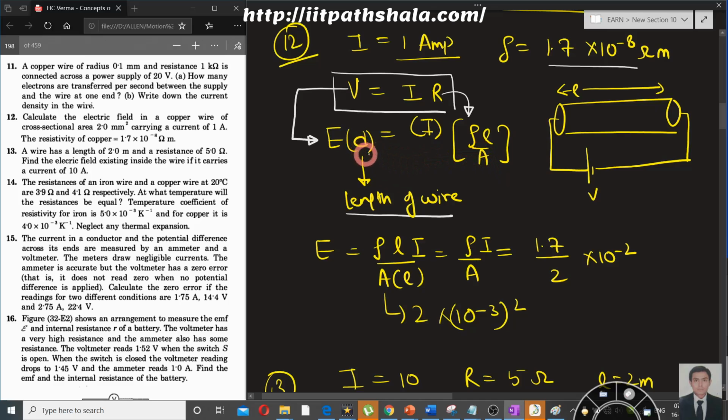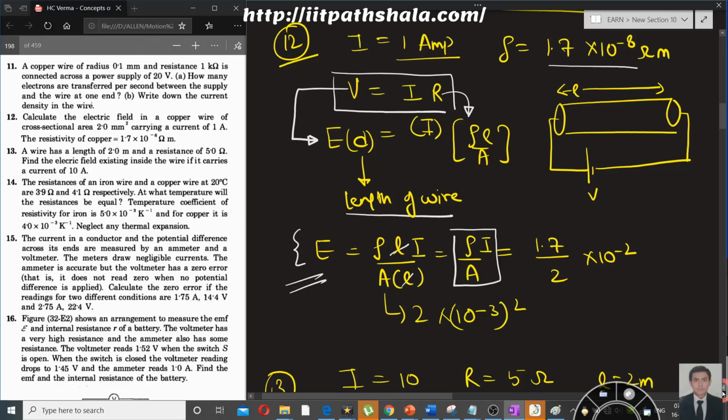By replacing the appropriate values, you will get rid of the L, leaving you with the formula rho I by A, and you are equipped with every value. You have the values of rho, I and A, so just put all the values of rho, I and A in this formula and get your value of the electric field.